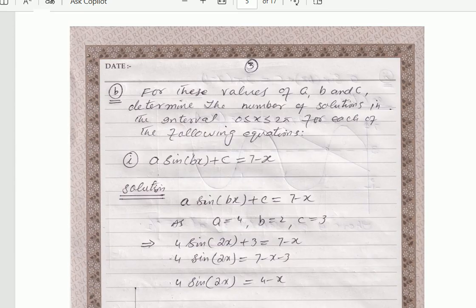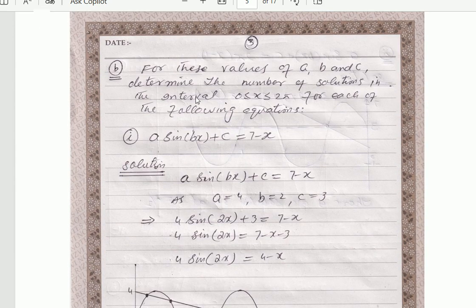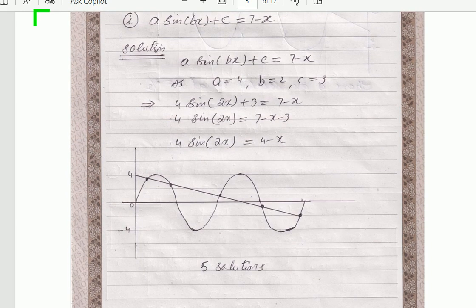Now, I shall explain part B of this question. For this value of a, b, and c, determine the number of solutions in the interval 0 less than x less than or equal to pi for each of the following equations. a sin bx plus c equals 7 minus x. If we put the values of a, b, and c from part A, after simplification, we get 4 sin 2x equals 4 minus x.